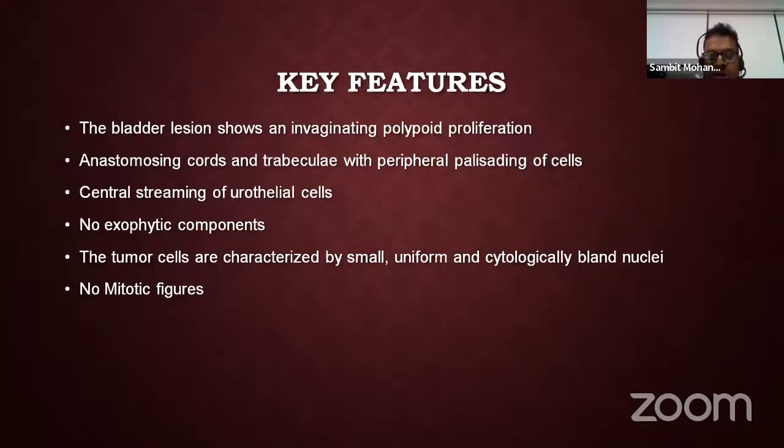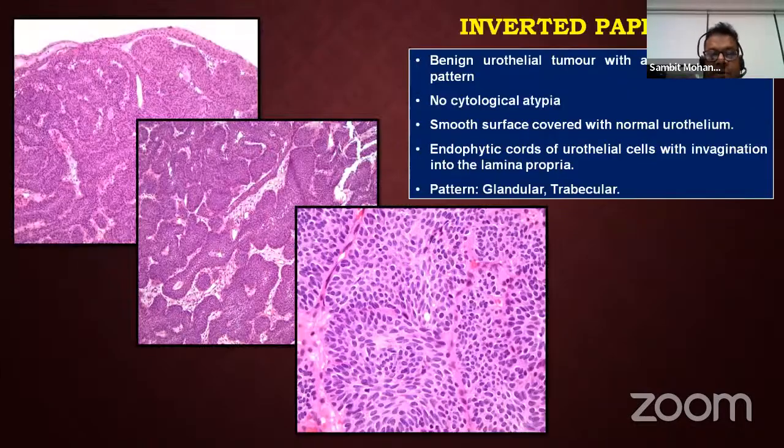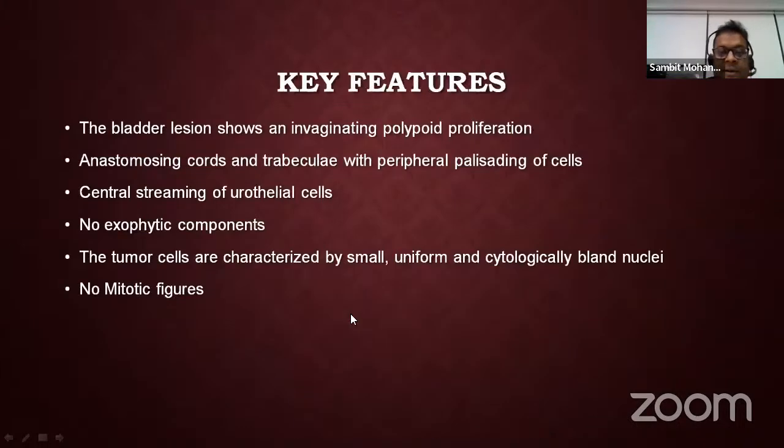Then central streaming of the urothelial cells. What do you mean by central streaming of urothelial cells? It is like this picture. If you see the cells in the center of the papillae, they are rather parallel to each other and they stream around these vessels. Just have this picture. These juxtaposed nuclei making a stalk one after the other is the central streaming around the vessel.